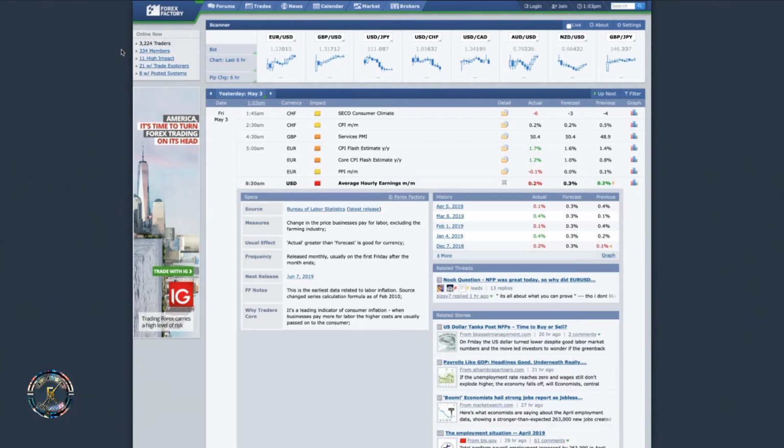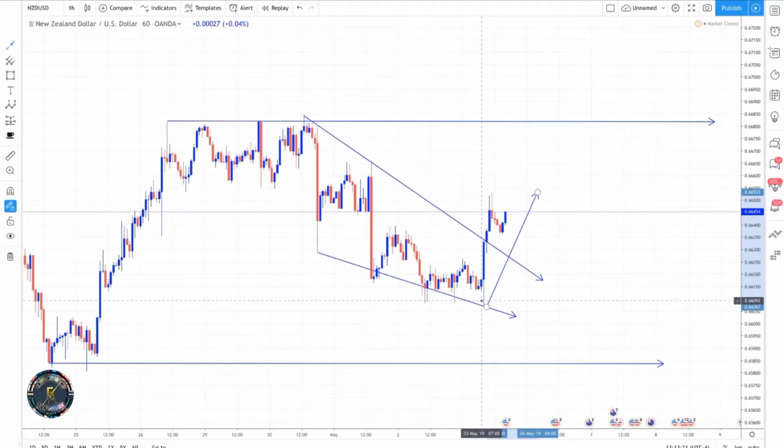As an example, I'm going to show you how there was a news release at 8:30 a.m. for the US dollar. The news release came out negative. Now, coming back to the charts, what would that mean? If the news release was negative, that means that the value of the US dollar would fall. And if the value of the US dollar were to fall, that means that the strength of the New Zealand dollar against the US dollar would strengthen, resulting in the pair coming up.